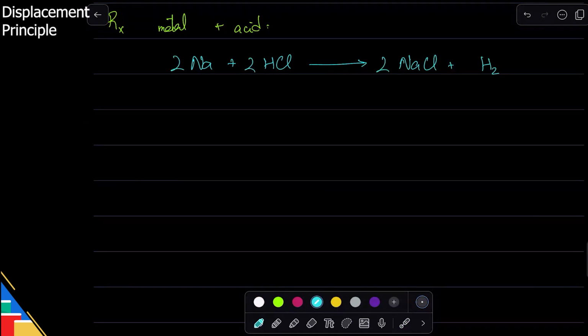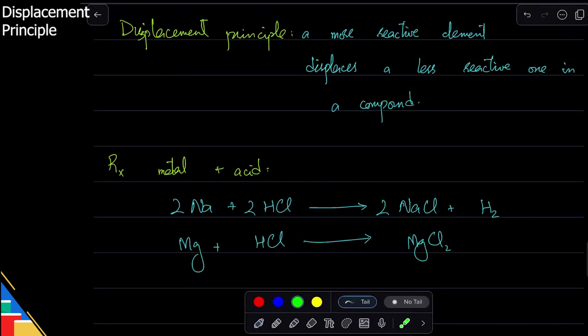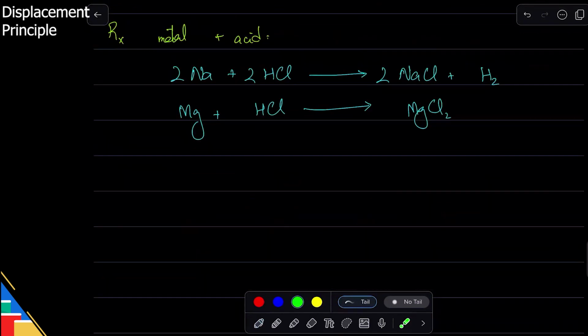There you go. You can do the same thing with magnesium. If I react magnesium with HCl, magnesium chloride will be made. Why? Because magnesium is going to displace hydrogen. Why? Because magnesium is higher in the reactivity series, hydrogen is lower in the reactivity series and in a compound. Displacement principle. Always remember, when you have rate of reactions or are putting things in the reactivity series, the displacement principle will help.